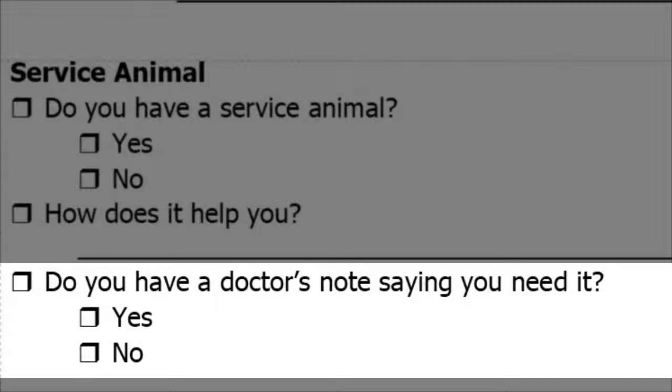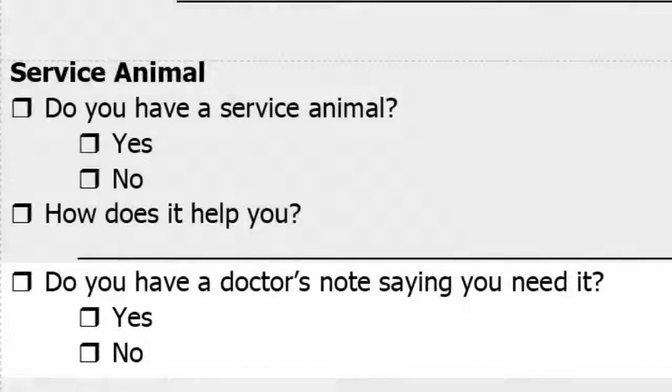Question number 3, do you have a doctor's note saying you need it? One of the biggest things that people lose in an emergency is important documentation. If you do not have a doctor's note, work on getting one to keep with your important documents.